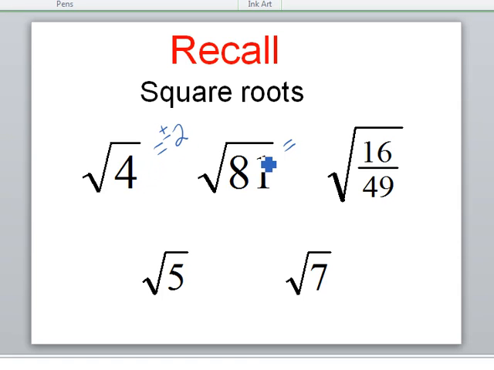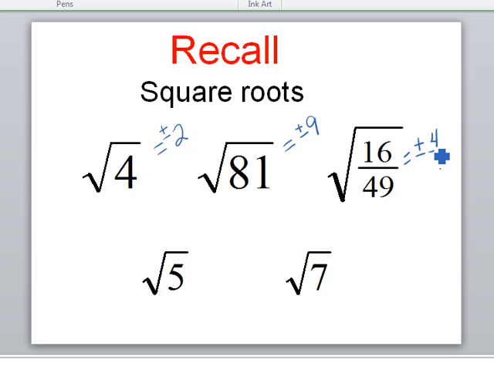The square root of 81 is 9, or plus or minus 9. It could be a positive 9 or a negative 9. A negative 9 times a negative 9 is also 81. The square root of 16 over 49 is plus or minus 4 over 7, because the square root of 16 is 4 and the square root of 49 is 7.